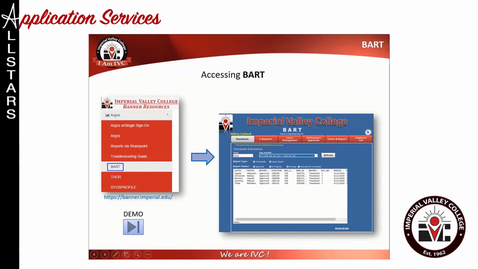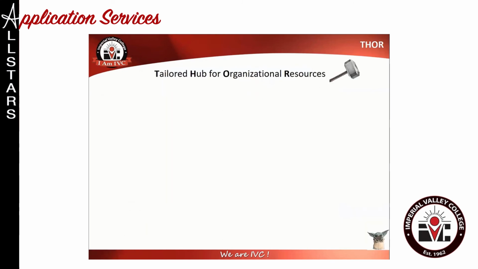Now, the next tool that we're going to see is Thor. Thor is our tailor hub for organizational resources. Basically, it's a one-stop shop for reports and resources or links. This was built because you could have links for reports on your desktop, in your email, as a bookmark. You can have the links all over your computer. So this is a centralized place for you to look for reports that you use the most.